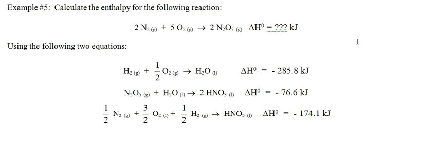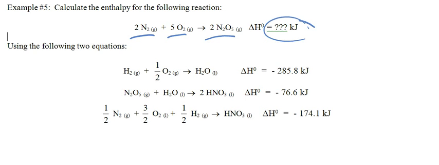All right. Looking at this example, it says that I've got two nitrogens plus 5 oxygen yields 2 dinitrogen pentaoxides. And the question's wanting to know, how much energy is that?